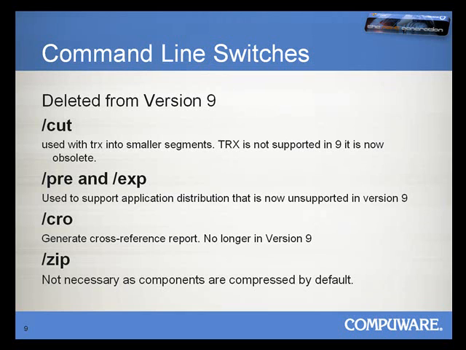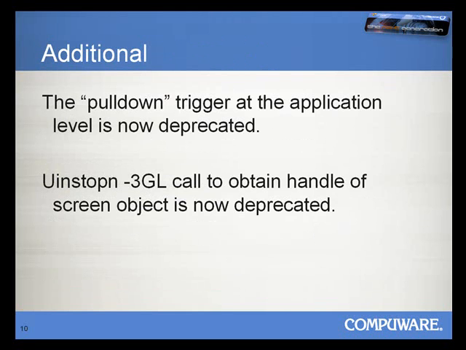The cross-reference report, I mean. /zip is now not necessary, as components are compressed by default, so you get that right out of the box. A couple of additional changes. The pull-down trigger in the application level is now no longer necessary. You may remember pull-down was used for the very, very old style menus back in version 5. It was both at the application and the component level, and now the application level is deprecated.